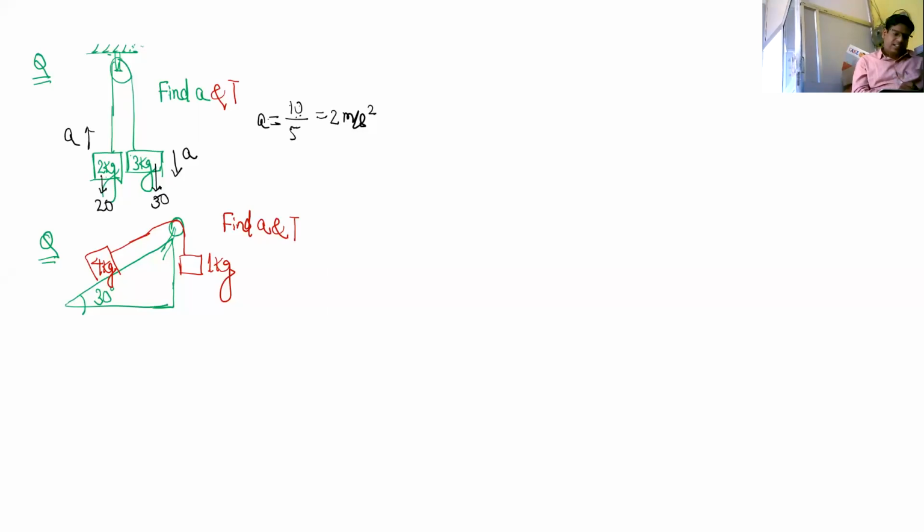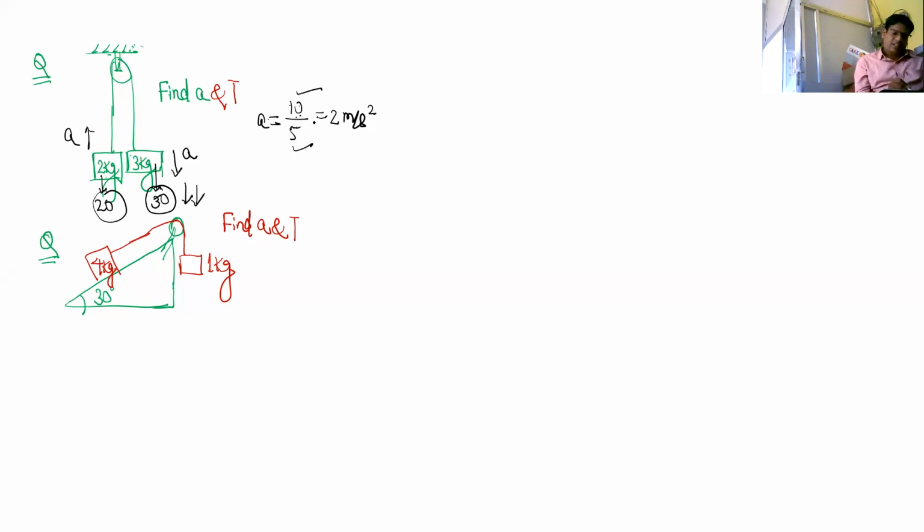So here 30 is downward and here it's 20 downward. So net force is this side, so it is moving this side. And net force 30 minus 20, that is 10, and total mass 2 plus 3, that is 5. So 10 by 5, it gives 2. Okay, now you want to find out acceleration.